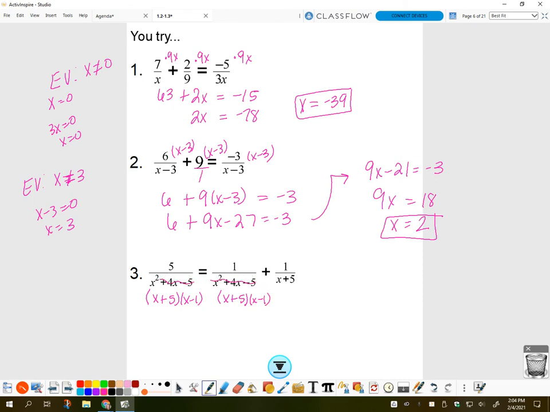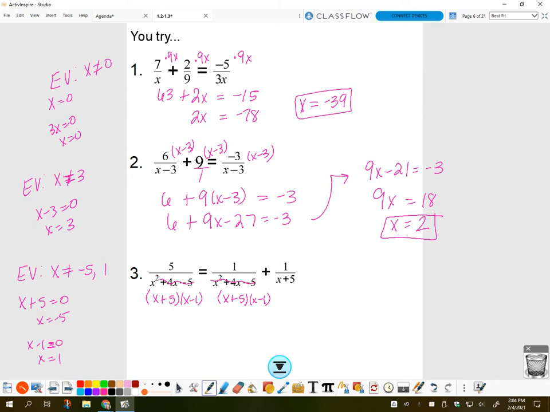Alright, so excluded values. We know that we can't be negative 5 and we can't be positive 1. Because if you take this and set it equal to 0, you get negative 5. If you take this and set it equal to 0, you get 1.